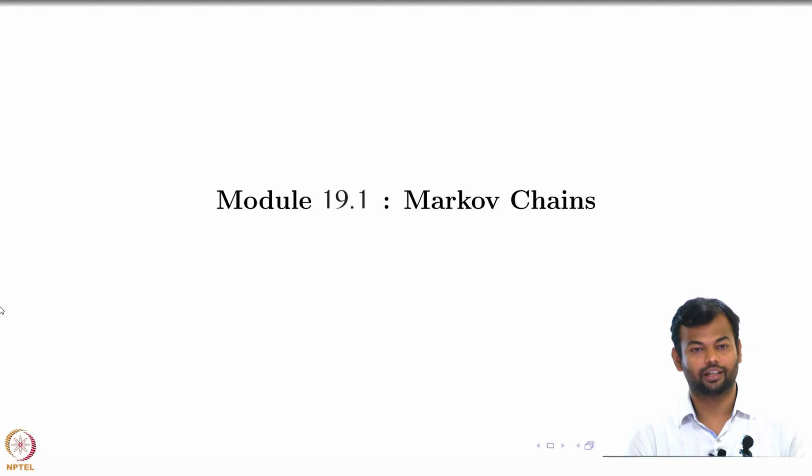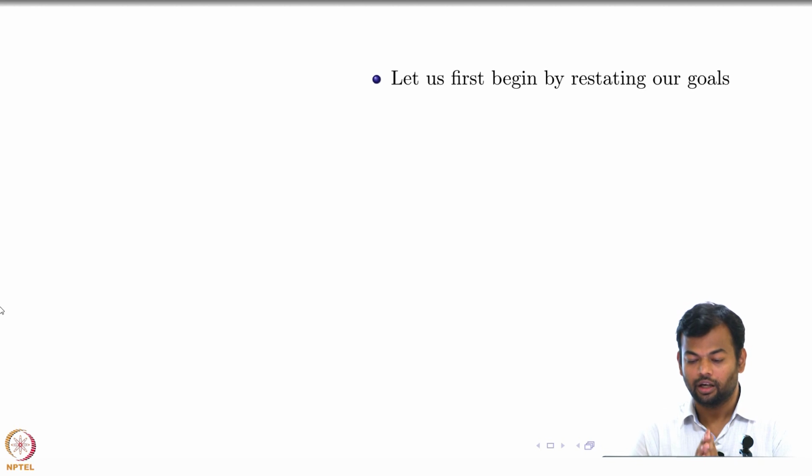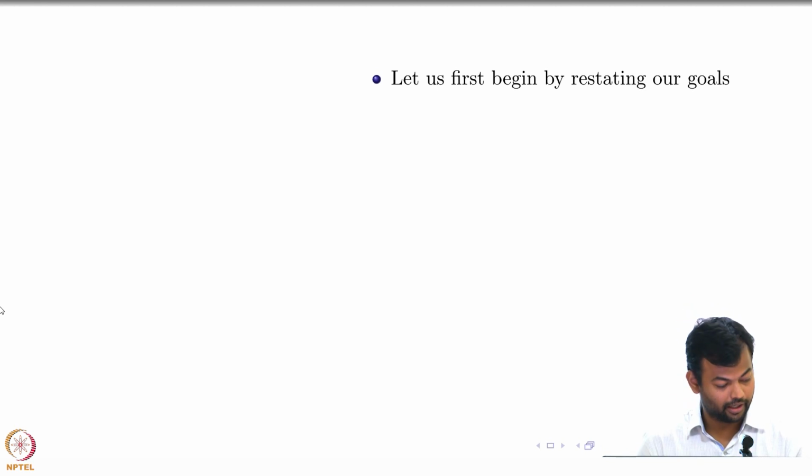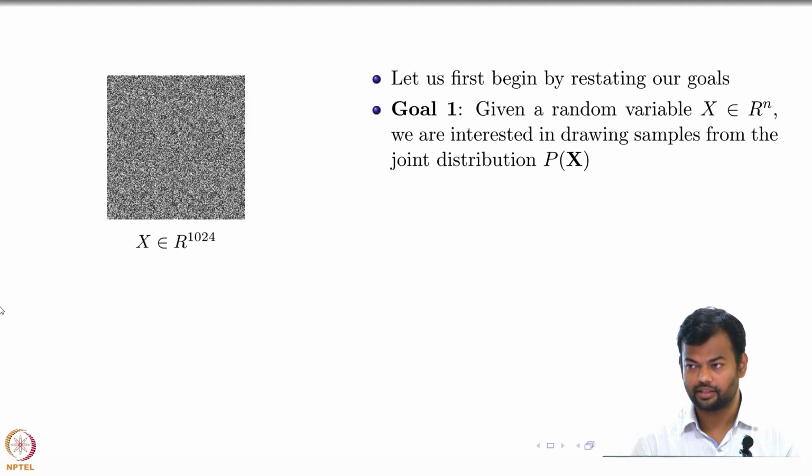So we'll start with Markov chains. Let us first begin by restating our goals. Our goal is that we have a random variable, which is a high-dimensional random variable. And one thing that we are interested in is drawing samples from the joint distribution from which this random variable has come. We call this a joint distribution because it has 1024 random variables, x1 to x1024.